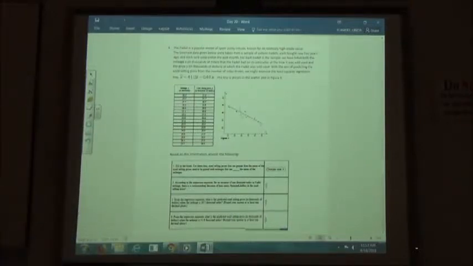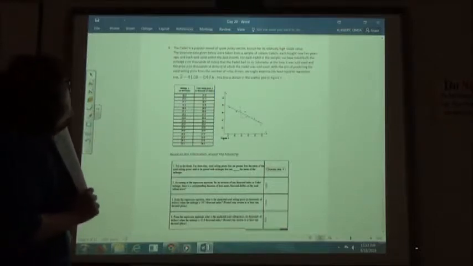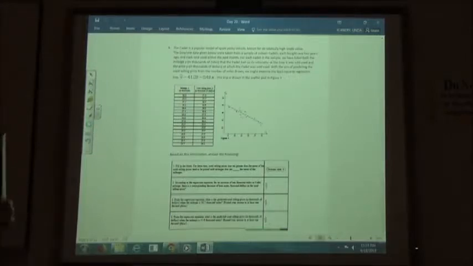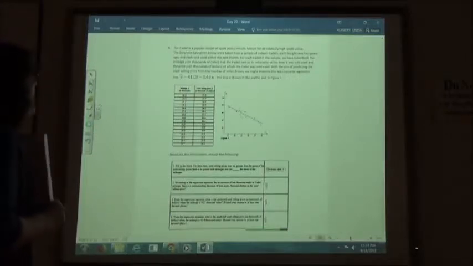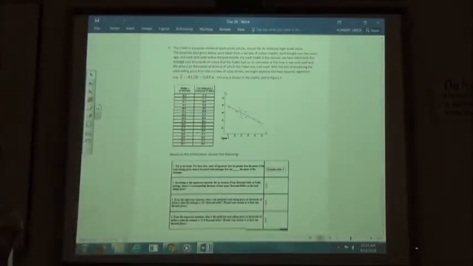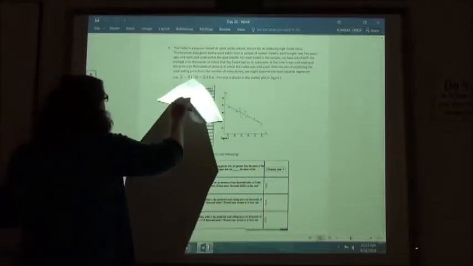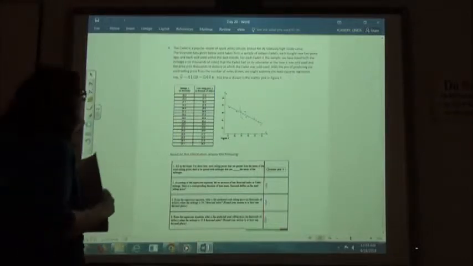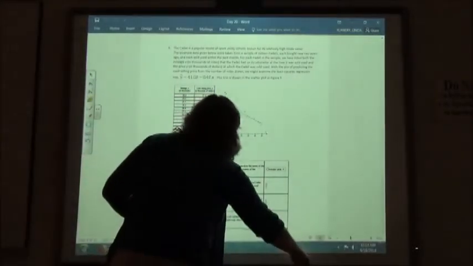For each cadet in the sample, we have listed both the mileage, X, in thousands of miles, the cadet had on its odometer at the time it was sold, used, and the price Y in thousands of dollars at which the cadet was sold, used, with the aim of predicting the used selling price from the number of miles driven. We might examine the least squares regression line, the line of best fit, as y hat equals 41.09 minus 0.46x. This line is shown in the scatter plot of figure 1.